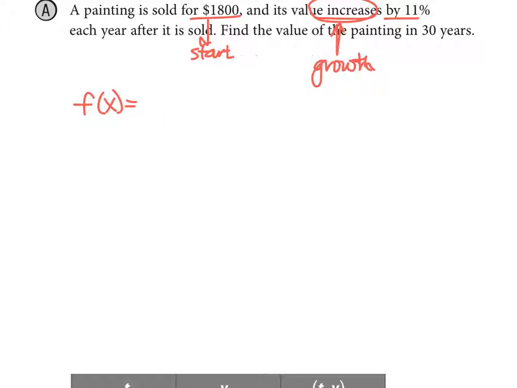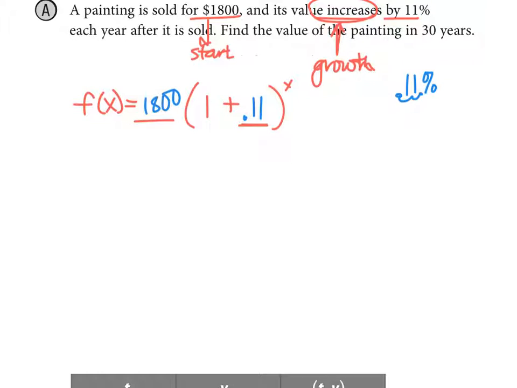So using that information, I can go ahead and write my equation, and that's going to be f of x equals my starting value. Because it's growth, we're going to do 1 plus the percentage to the x. Okay, so my starting value is 1,800, 1 plus the percent. Now remember, 11%, we have to change that to a decimal. So the decimal place is at the end. We move it twice, that's going to be 0.11.